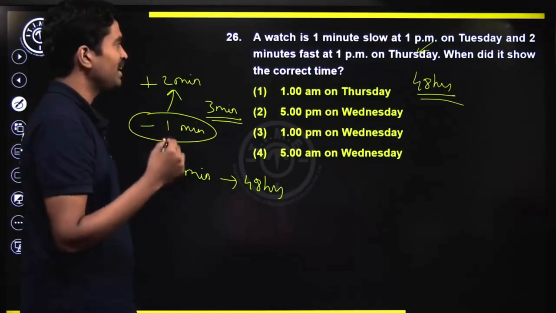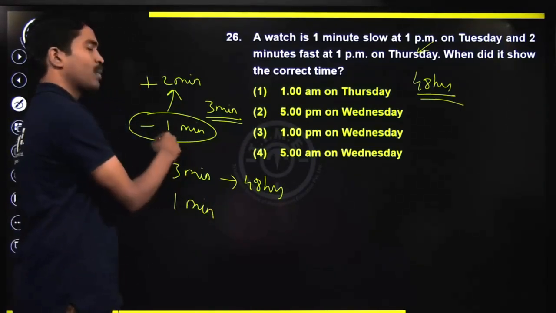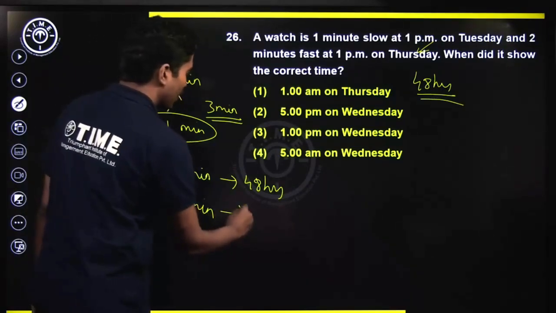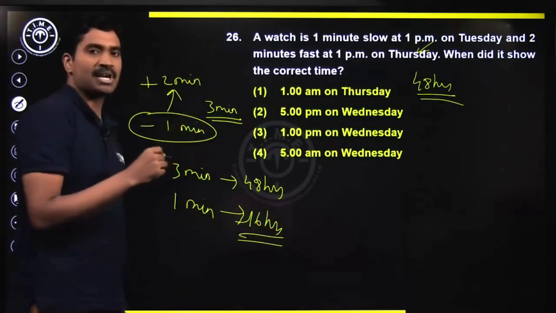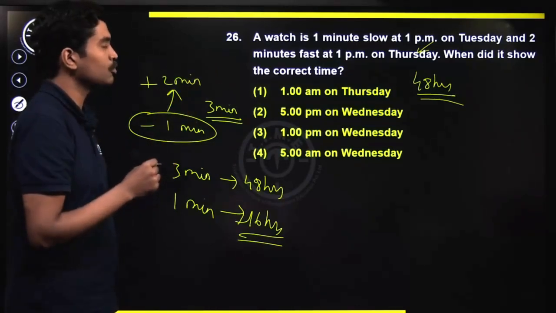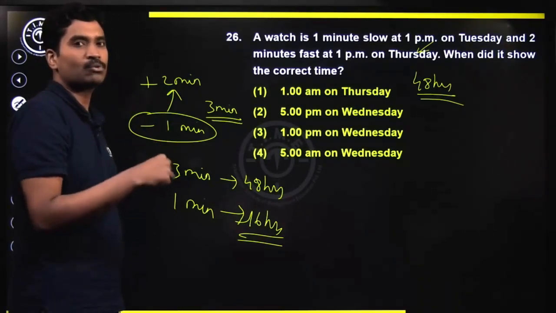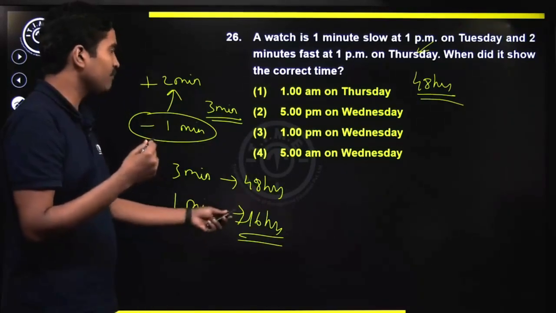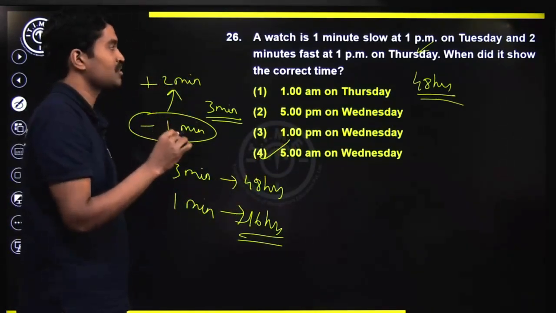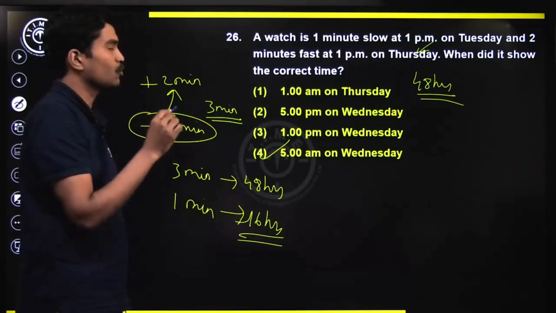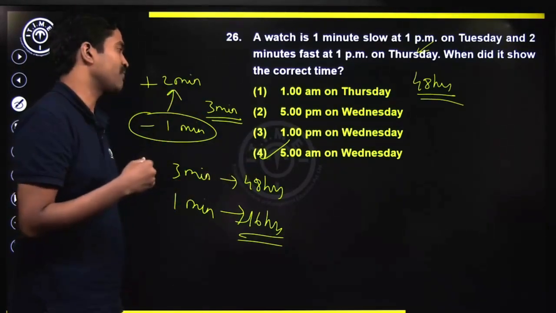Correct? Now the question is, when did it show the correct time? It was 1 minute slow. It came at par when it actually gained 1 minute, right? From minus 1 minute, it came to 0. So it would have gained 1 minute in how much time? 3 in 48, 1 minute in 48 by 3. 16 hours, right? 16 hours from the start, it would have shown the correct time. When did we start? At 1 p.m. on Tuesday. What is 16 hours from then? 12 hours later would be 1 a.m. In the midnight, it would be 1 a.m. Wednesday, right? And 4 more hours later, so that would be 5 a.m. on Wednesday morning. The whole thing in a nutshell: it gained 3 minutes in 48 hours. It will show the correct time when it has gained 1 minute. It came from minus 1 to 0, so that would have happened in 16 hours. That would be 5 a.m. on Wednesday morning.